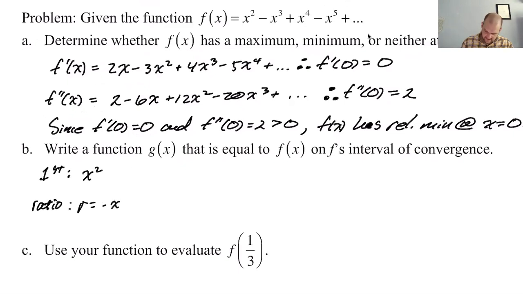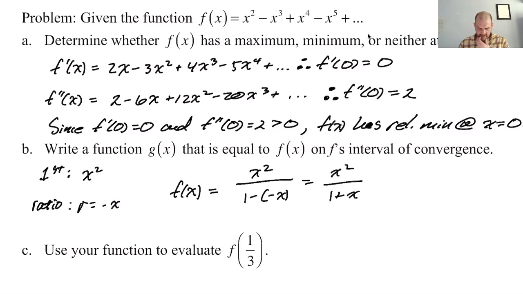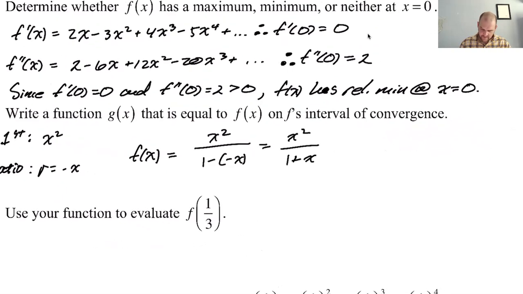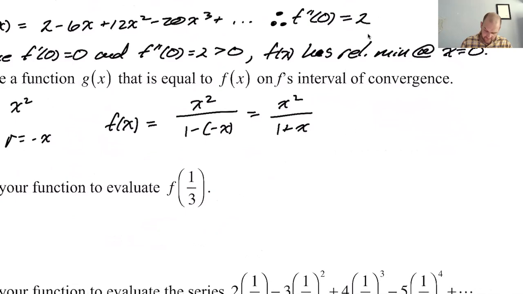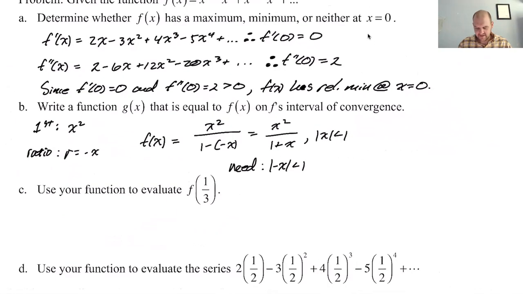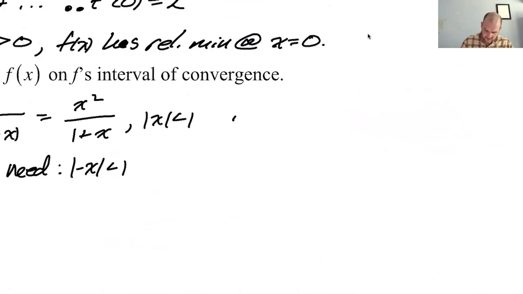So that means that f of x should be the first term, which is x squared, over 1 minus the ratio, which would be x squared over 1 plus x. And then our interval of convergence would be the absolute value. We need the absolute value of r to be less than 1, so we need the absolute value of negative x to be less than 1. So the absolute value of x less than 1. The absolute value just kills that negative sign. So again, I hate this question because of the g of x thing that I, for some reason, put in.